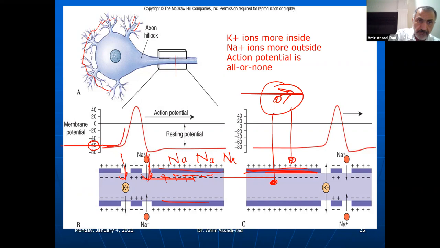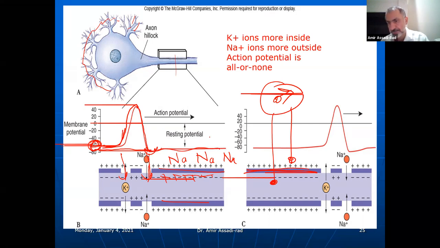It goes all the way from minus 70 millivolt to 40 millivolt, and at 40 millivolt, that's where action potential is. And after that, it goes back to its normal state, a little bit, they call it hyperpolarization, but anyhow, do not worry about that term. So what happens right here, it goes back to normal of minus 70 millivolt, back to resting potential.